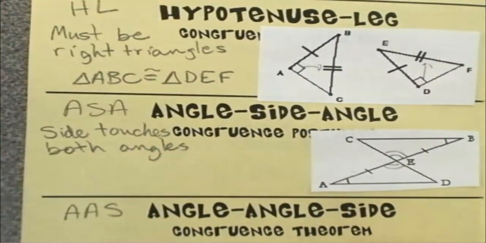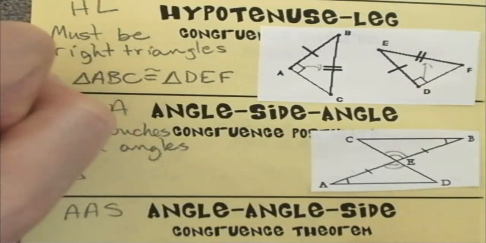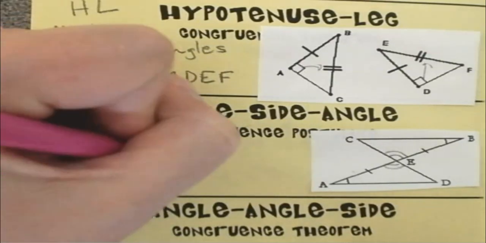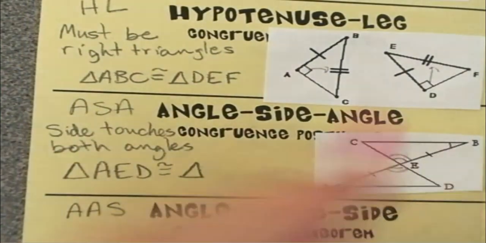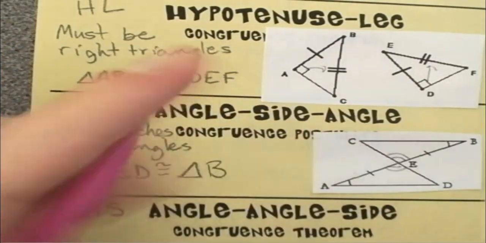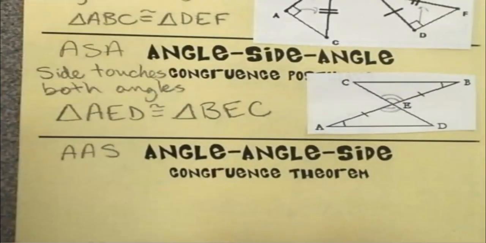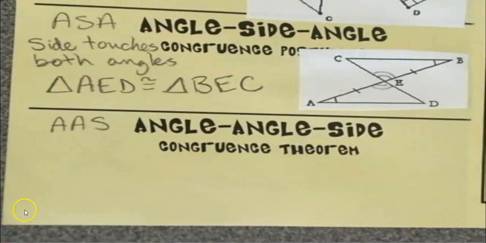All right, the side touches both angles, and then triangle AED is congruent to triangle. So A matches with B, the E's match up, and then C. All right. Glue the last set of triangles on.